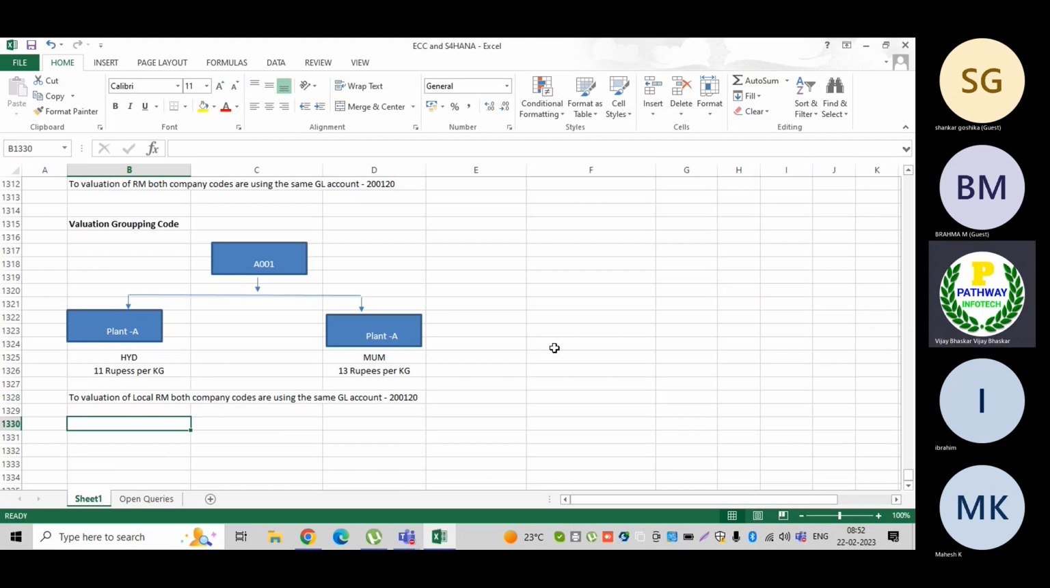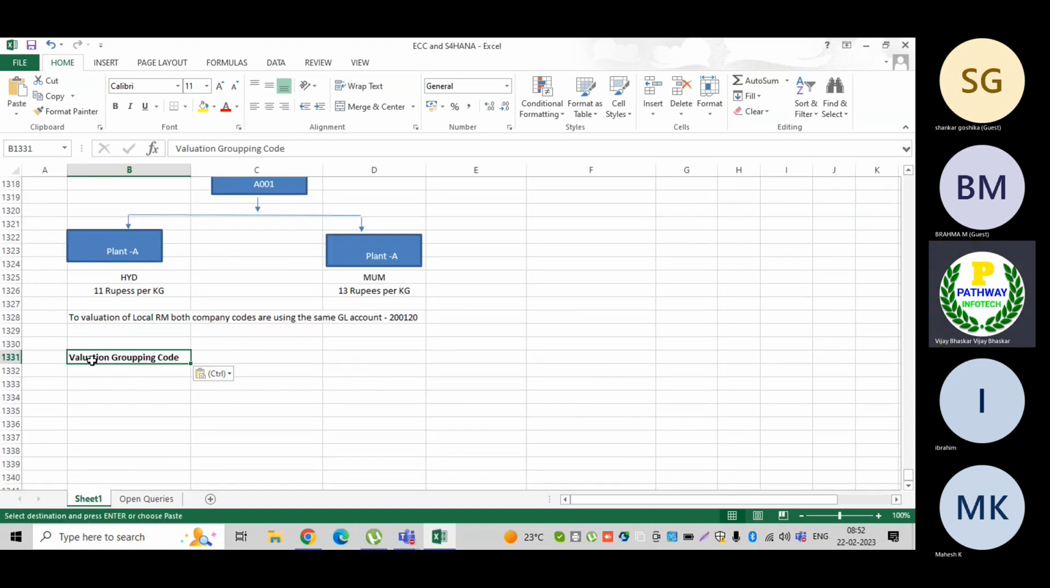Now the next one is the valuation modifier. The valuation grouping code we have seen. The valuation modifier is a very important one. So what is meant by the valuation modifier? I will put it all together here.